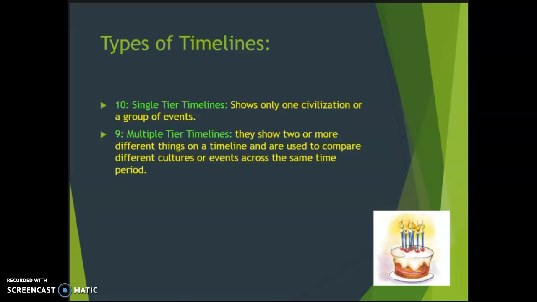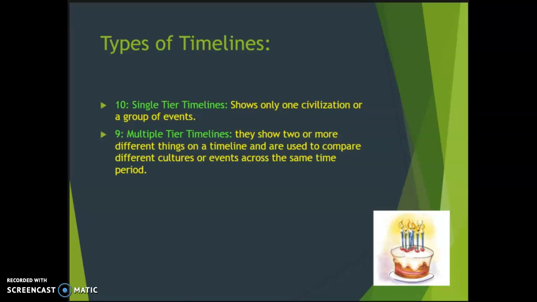All right, now these last two things are just the two different styles or types of timelines that we have. So a single tier, it only shows one civilization or one group of events. So for example, if you're talking about ancient Egypt, all right, that's the only civilization it's going to show on that timeline, or that one group of people it's going to refer to. A multiple tier timeline simply shows two or more. They're usually used to compare events that occur during a chunk of time that involve multiple civilizations.